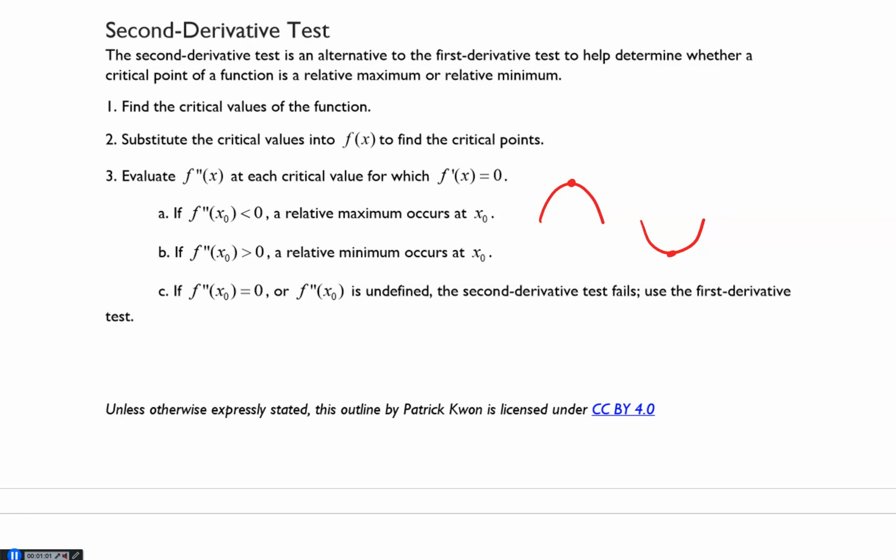And then C says if f double prime of x sub 0 is equal to 0, or f double prime of x sub 0 is undefined, the second derivative test fails, and we need to use the first derivative test. So the second derivative test is nice in that it gives us an alternative to the first derivative test. However, sometimes it does not work, and we need to end up using the first derivative test anyway. So let's look at an example.